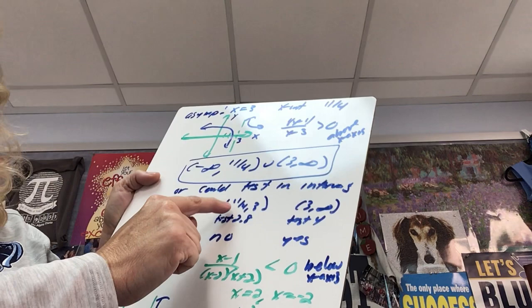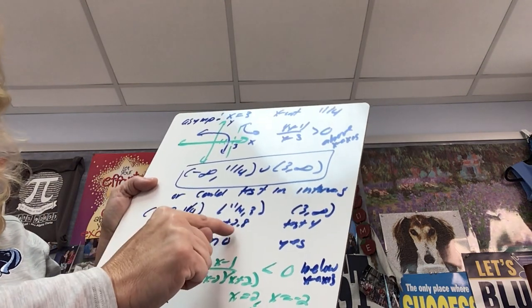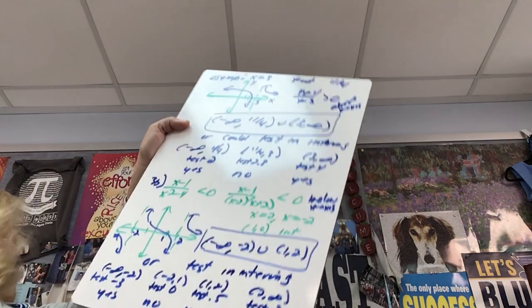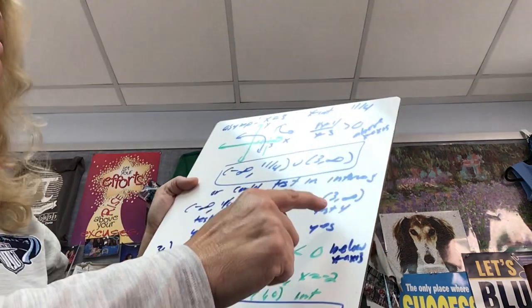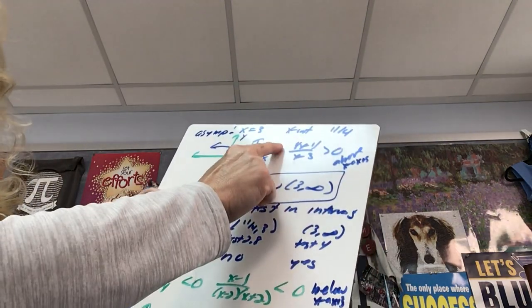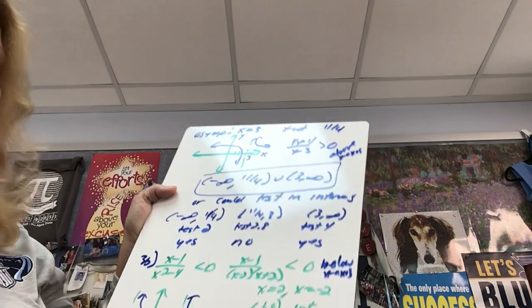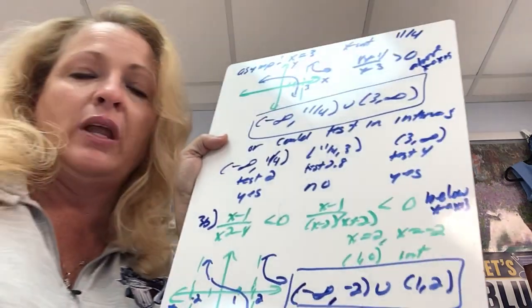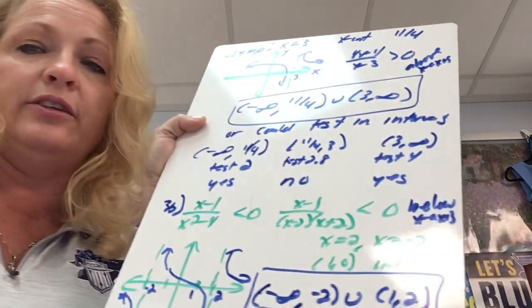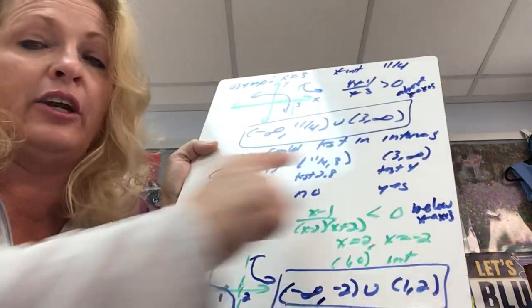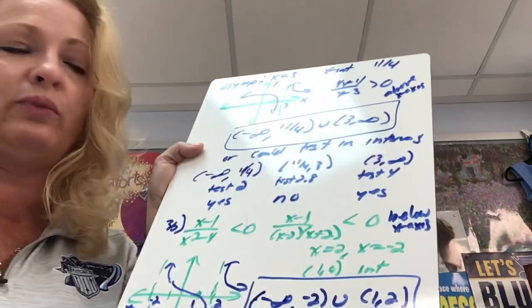Now, 11/4 and 3, they're really close together. If I put in a 2.8, I'm going to get a false statement. And then if I put in 4, I end up with 5, which is greater than 0, which is a true statement. So you can do this two ways. Once you find your intercepts and your asymptote, you can set up and test intervals, or you can just use that to read your graph.